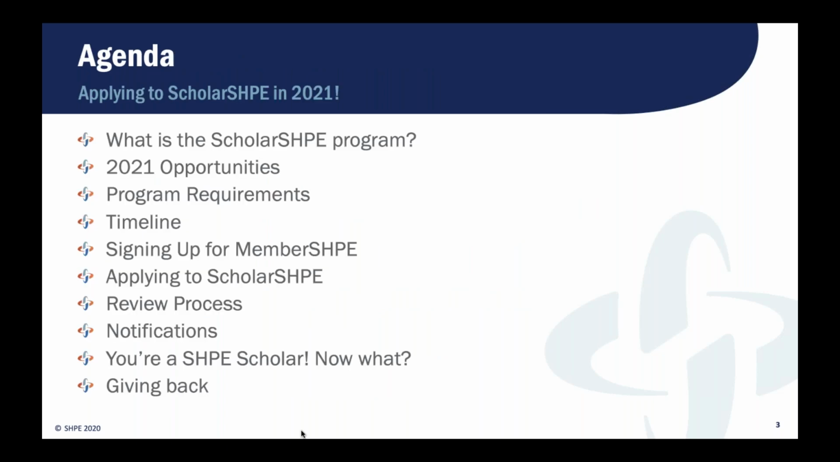This is our agenda. We are going to cover what the scholarship program is, what the current opportunities are, what the requirements are, what the timeline is, how to sign up for membership if you haven't already, how to apply, what the review process is, so you have some expectations about that, when we send notifications out, what your next steps are if you are selected as a SHPE scholar, and how you can give back.